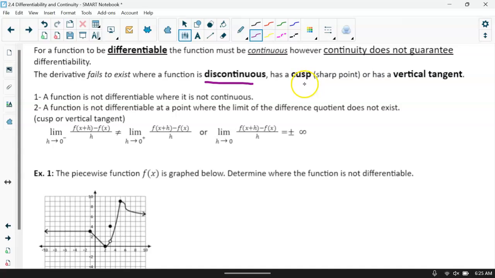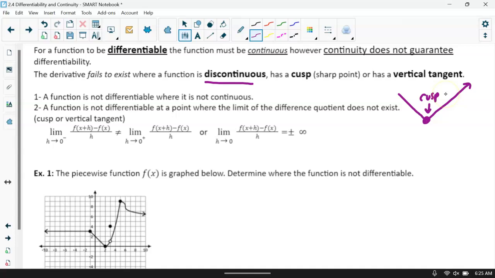And that is where you have a cusp, a sharp point, or a vertical tangent. So basically, if the graph is going down at a negative slope and then all of a sudden shoots up to a positive slope, this is what's called a cusp.